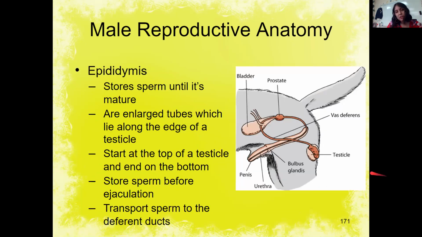So now that we know about the scrotum and the testicles, we're able to start the journey that sperm takes through the male reproductive system. So sperm is produced in the testicles. We just went over that. Well, what happens after it leaves the testicles? How does it leave the testicles?